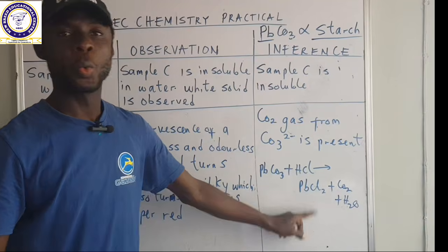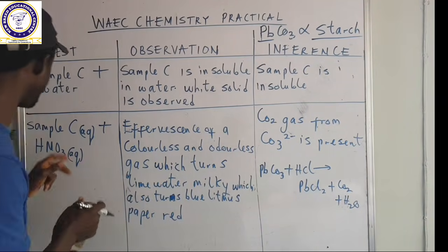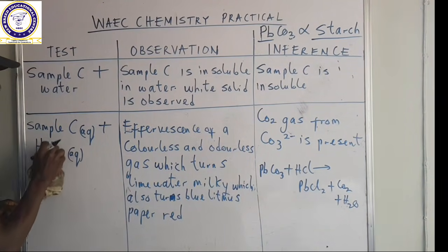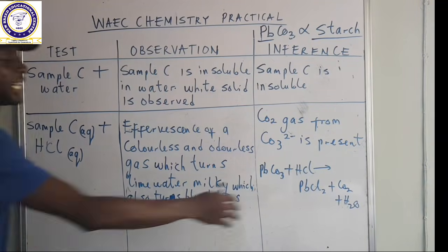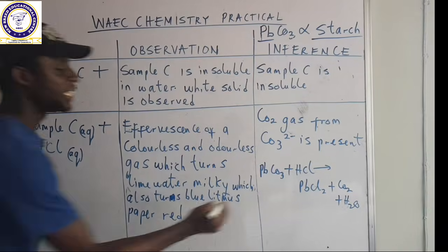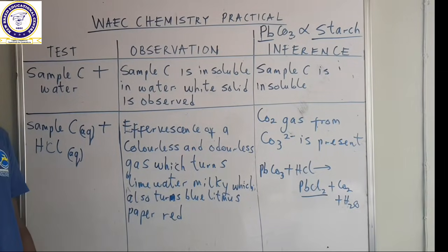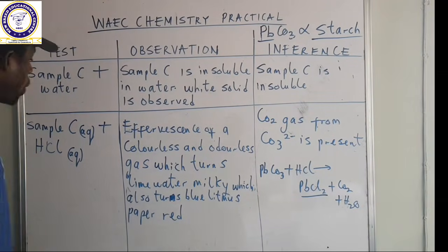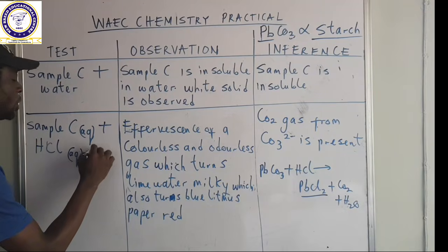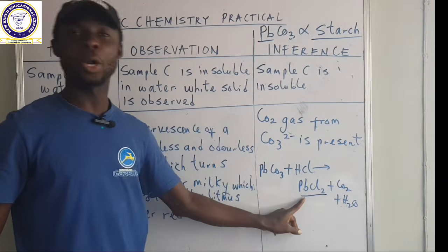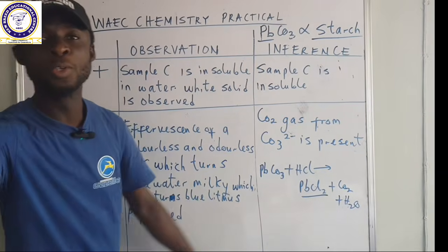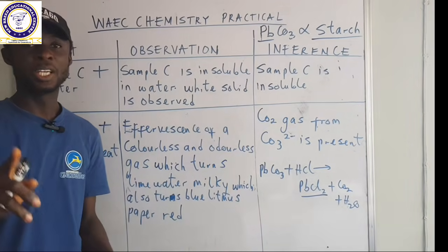That means you cannot still test for your lead there, because it's still insoluble. So what are you going to do? We are going to heat this reaction. So if it's HCl that you are using here, after you have added your HCl and CO2 is already liberated, this your lead chloride is still insoluble. So what do they ask you to do? They will ask you to heat it. Are you getting me? They will ask you to heat this test sample. And what you are heating is this lead chloride is going to become soluble.